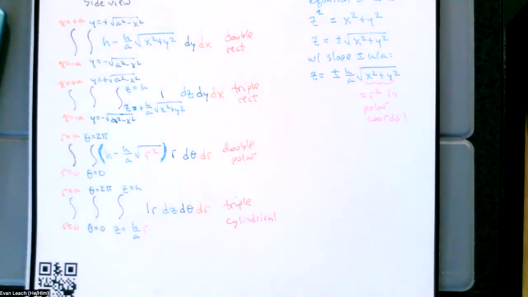All of these were able to use the same z for the top and bottom. Just trading out the x squared plus y squared for r squared. Because both polar, cylindrical coordinates and rectangular coordinates use the same z-axis.